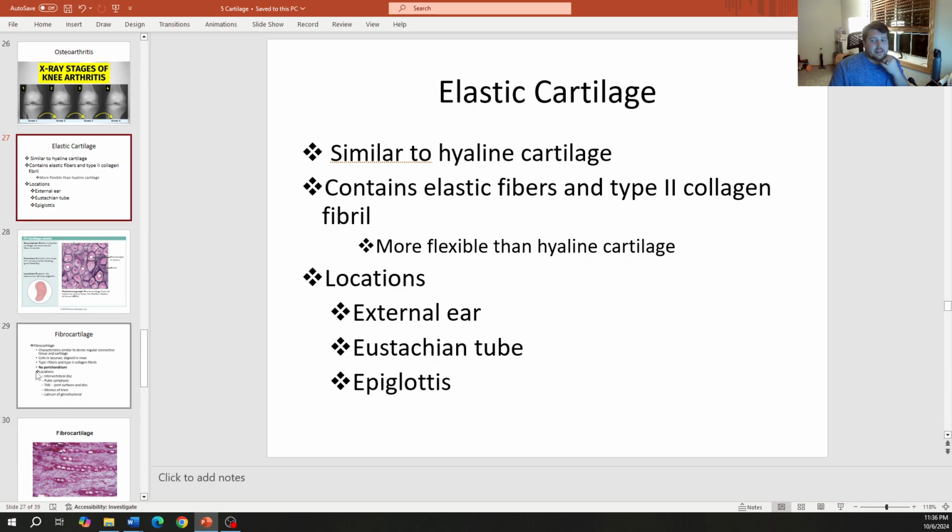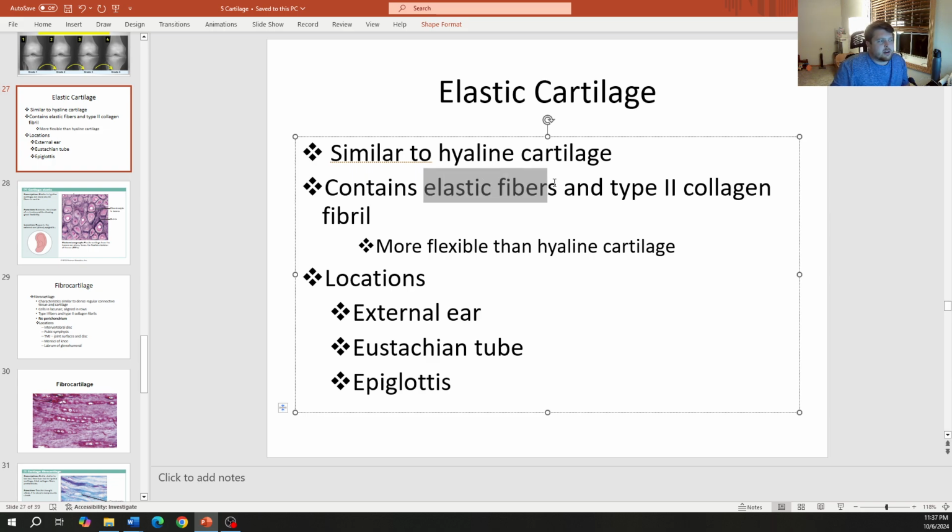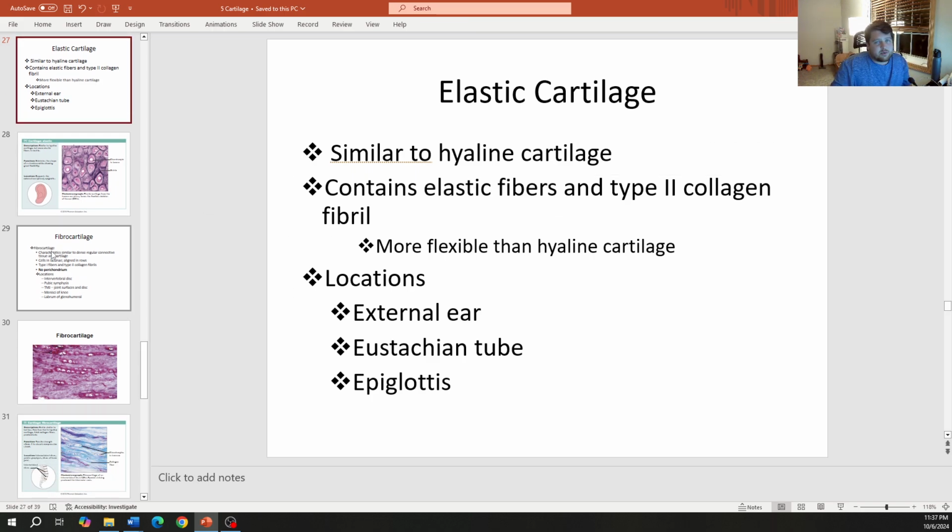Now we're going to talk about elastic cartilage. Elastic cartilage is similar to the hyaline cartilage in lots of different ways. It's essentially the same sort of structure, just that it contains elastic fibers, making it more flexible than the hyaline cartilage. Three main places that we find it: the external ear. If you move the outer side of your ear around, you can really bend it, twist it, and it goes right back to its shape. That is elastic cartilage.